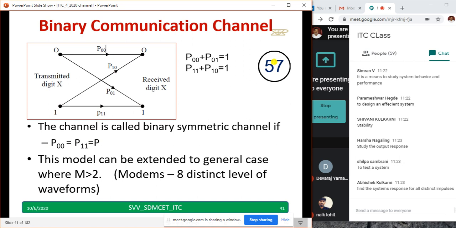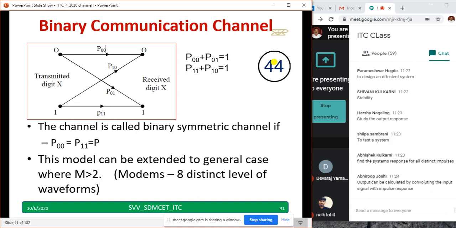Find the system response for all distinct impulses. Abhishek Kulkarni, it's true. I expect one more line. How is that possible? How will you do it? Abhirup: output can be calculated by convolving the input signal with the impulse response. Okay, good, Abhirup. Correct. Some other answer I expect. You can even tell in Kannada also, no problem for me. But whether you understood or not, that I want to check.